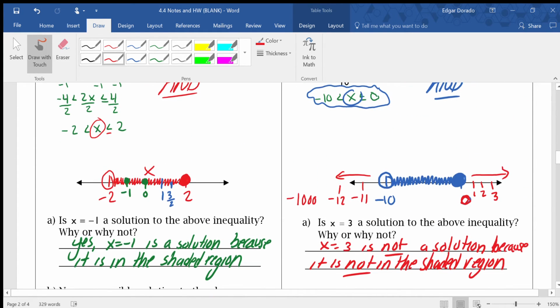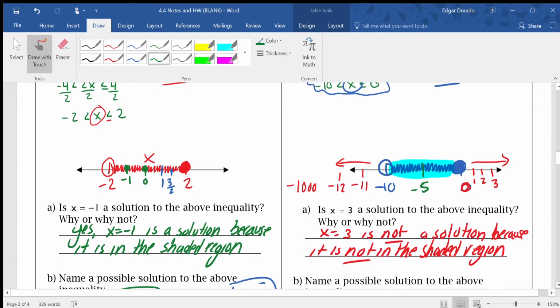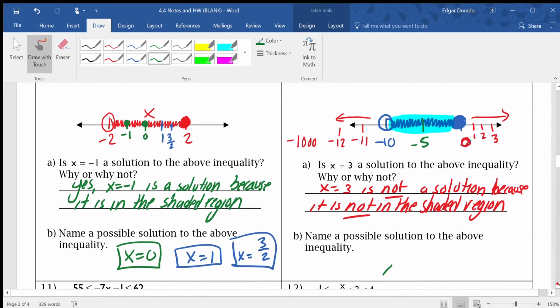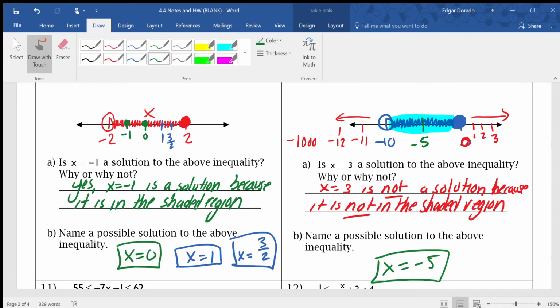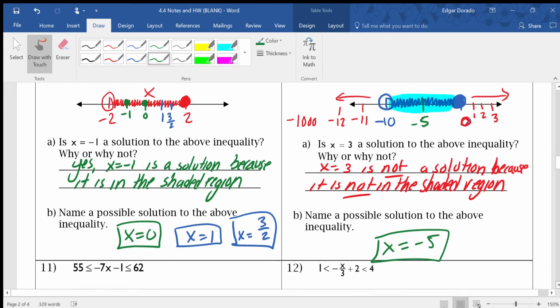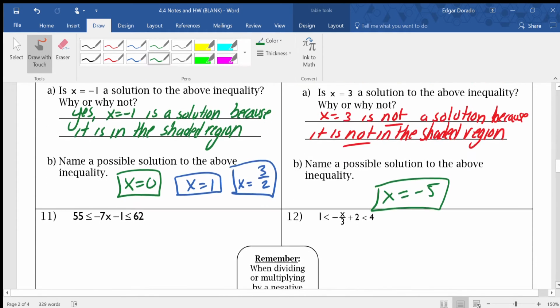All right. Now it says name a possible solution to the above inequality. Well, let's think of a number that's in that blue region right here. What number would be in between 0 and negative 10? Well, one that I can think of right off the bat is negative 5, because that would be right directly between those two numbers. So that's the answer I'm going to go with. X equals negative 5.